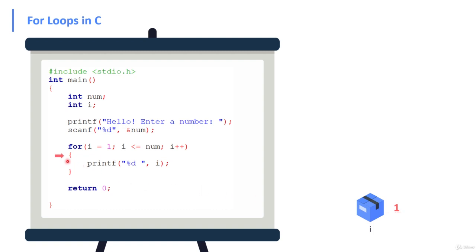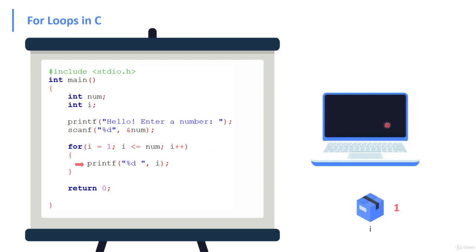So the first command that will be executed is the printf command, and let's say that this is the screen of your computer, this is the console application. We are going to see that 1 has been printed out to the screen. And now we come back to the end of the loop body. And what we should do from now on is move here and increment I by 1.